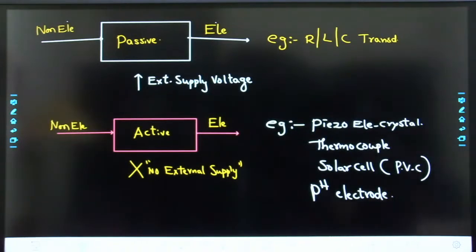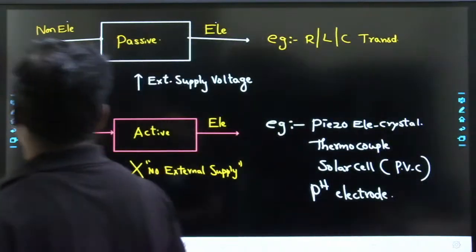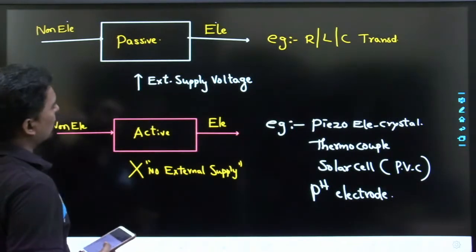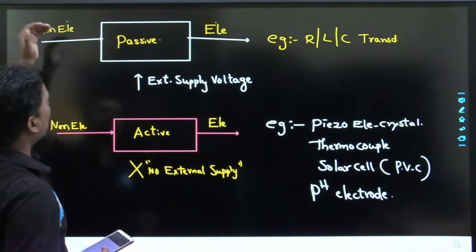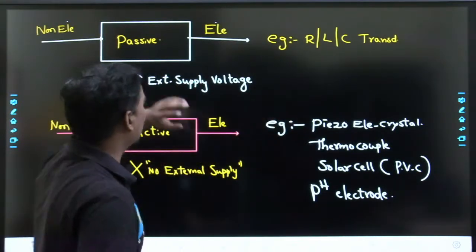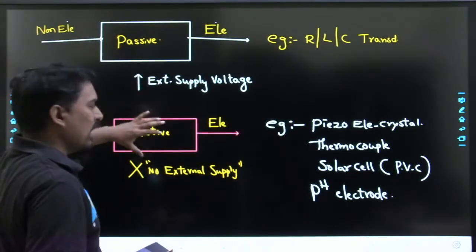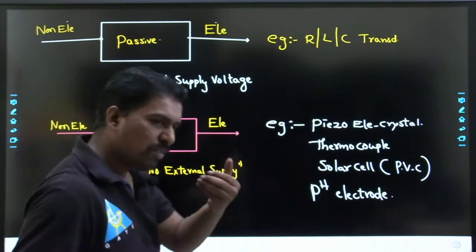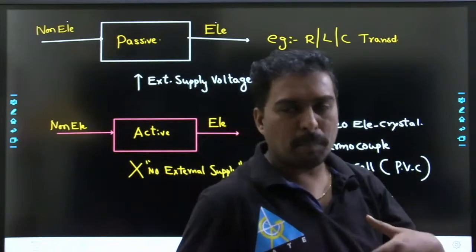All of you clear, my dear students? No, it's not like that. Active is also used for energy conversion, but the point here is that whatever energy is required to convert non-electrical to electrical, if that energy is demanded from outside, then it is called passive. Whatever energy is required for conversion of non-electrical to electrical, if it is generated within itself, not depending upon the external, it is active.